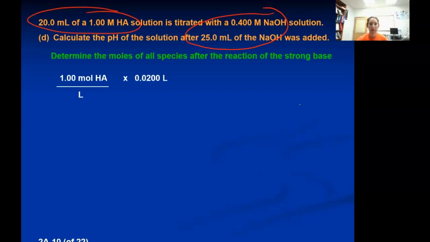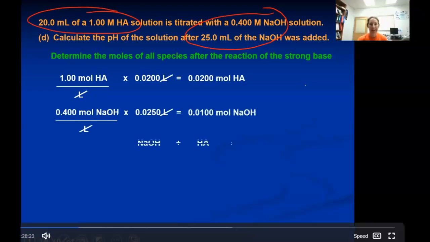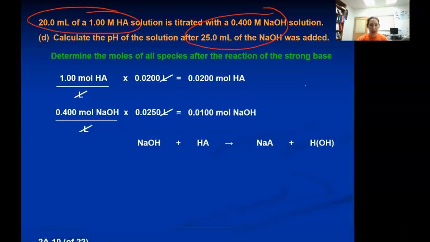And so therefore you've got to find the moles. So we know we're going to have to do a moles table because we're adding something to something else. So we figure out our moles. Nice. Okay. Then here's the reaction that's happening.